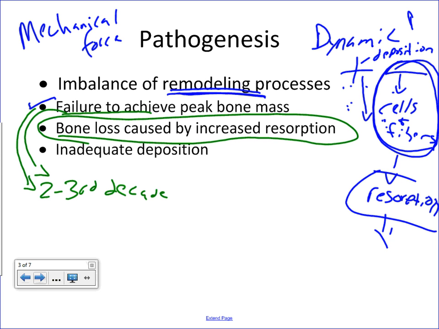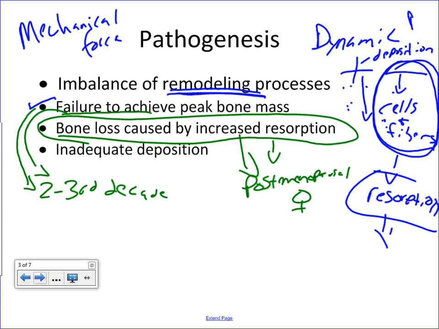Okay, bone loss caused by increased resorption. This is probably the point we're going to focus on the most. This is where the postmenopausal women come in. All right, because estrogen basically lowers the amount of resorption taking place. But if your estrogen levels start to plummet because of menopause, then you lose a very important hormone, a very important chemical signal that essentially allows your bones to deposit minerals and collagen within the matrix of the tissue itself.